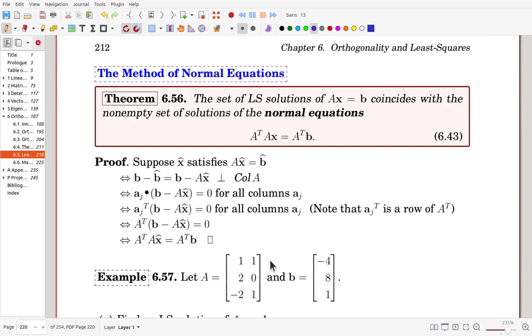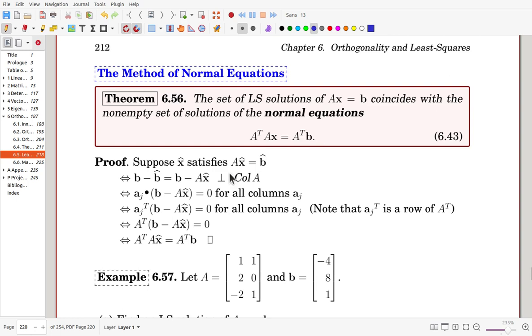Now, this theorem is saying a way of solving the least squares problem. The set of least squares solutions of Ax equals b. The reason we are saying it this way is that a least squares solution may not be unique. So the set of solutions of this system coincides with the non-empty set of solutions of the normal equations. So in order to find a least squares solution of the system, we may try to solve this normal equation.